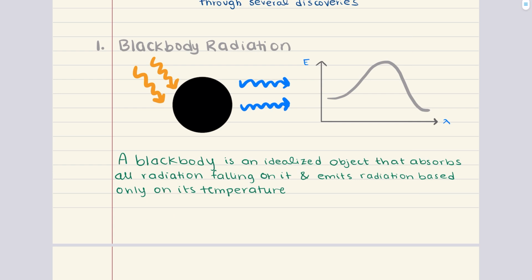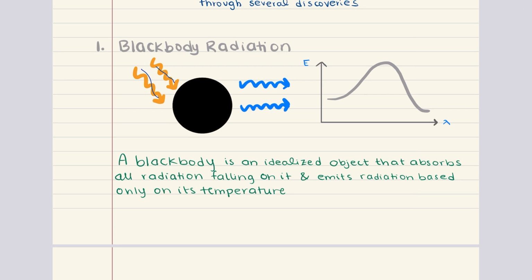So, what is a black body? A black body is an idealized object that absorbs all electromagnetic radiation that falls on it. None of it is reflected, none is transmitted. Because of this, it's often used as a theoretical model to study how objects emit radiation. What makes a black body special is that it emits radiation solely based on its temperature.